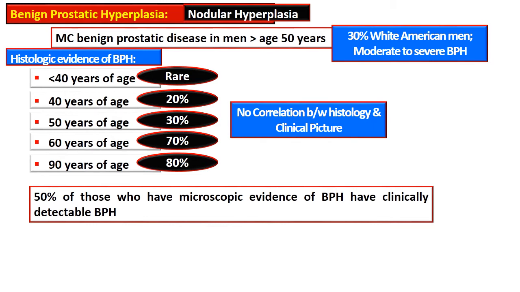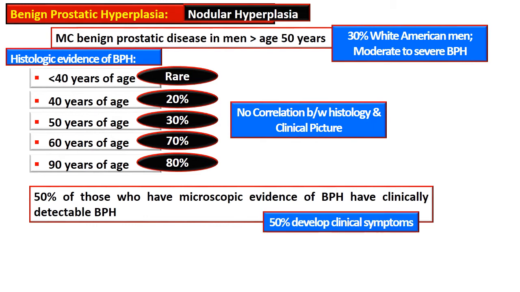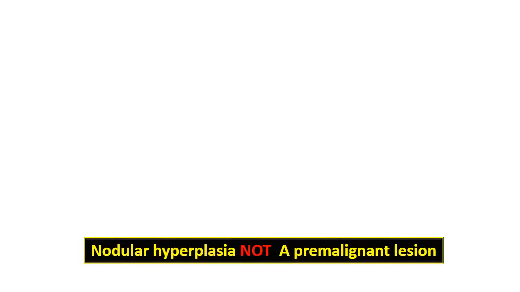The prevalence of BPH is far greater at autopsy than it is suggested by clinically apparent prostatism. 50% of those who have got microscopic evidence of BPH have got clinically detectable BPH, and 50% of those they have got the clinical symptoms. So it is not necessary to develop symptom in each and every case. The nodular hyperplasia is not a pre-malignant lesion.